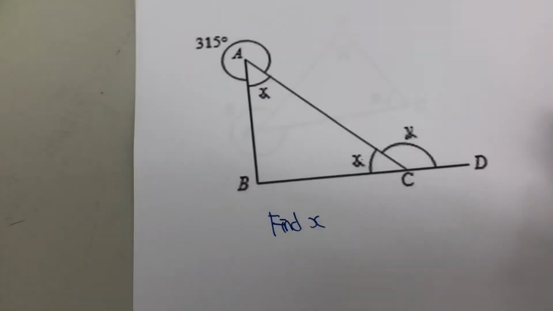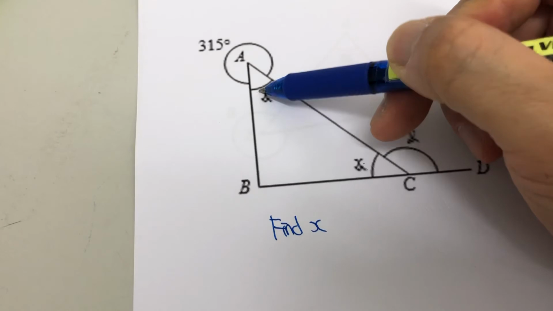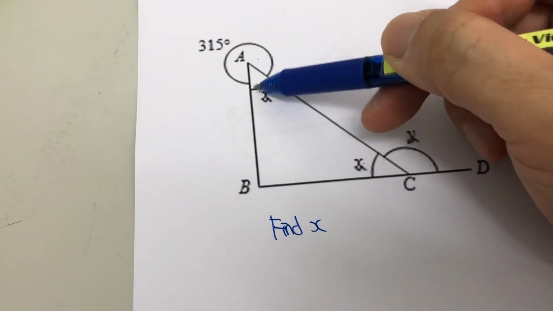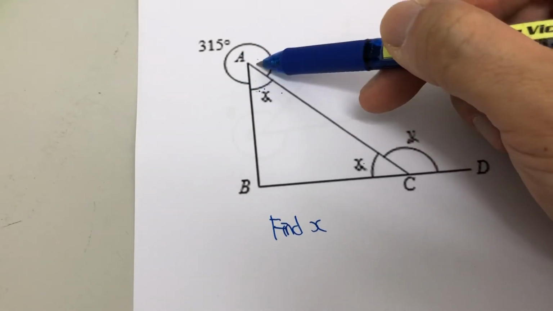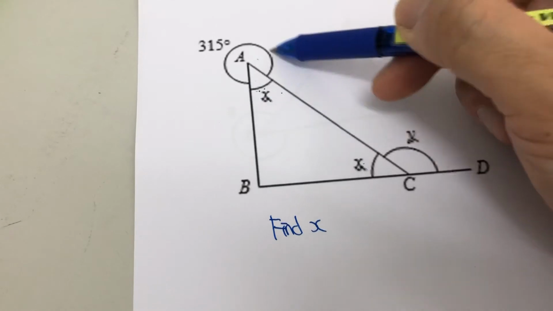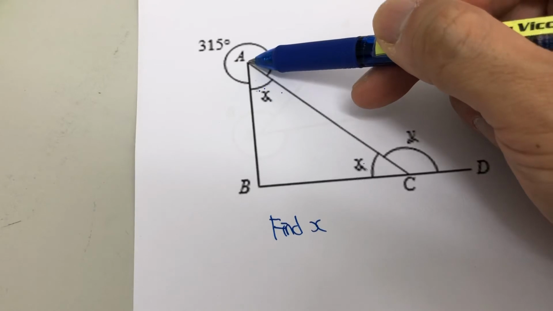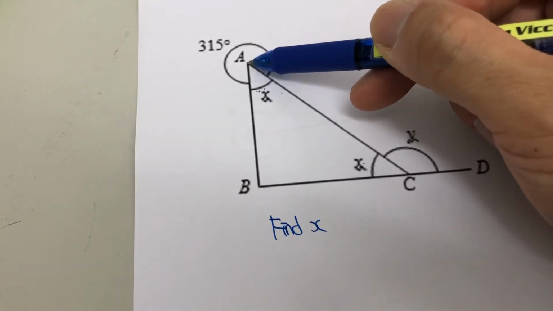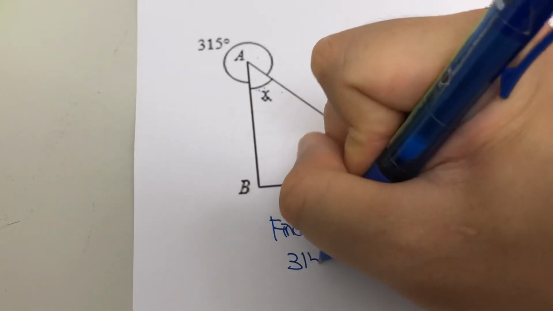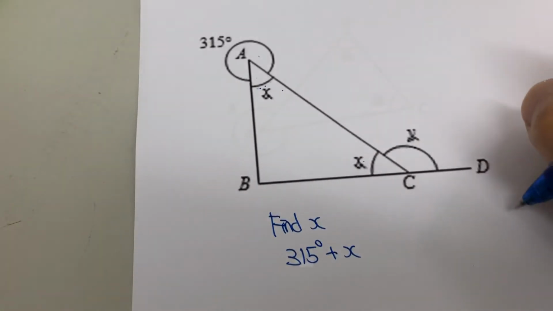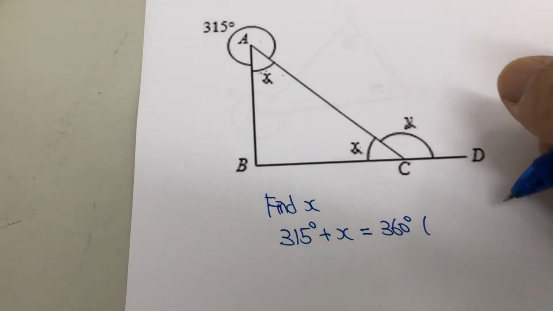Find x. Now, we've got an angle 315 here, and we also have x. So, do you see the relationship between these two angles? X and 315. If you add them up, they become what? How do we call this? Yes, a complete circle. These two angles are surrounding the same point, and they complete the whole circle. Therefore, if you add the two angles up, 315 and x, they become 360.